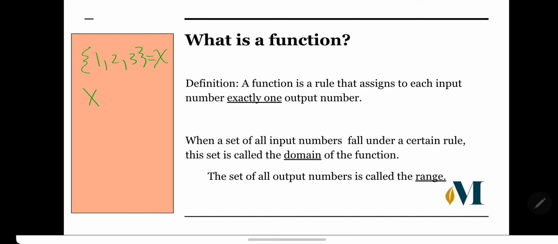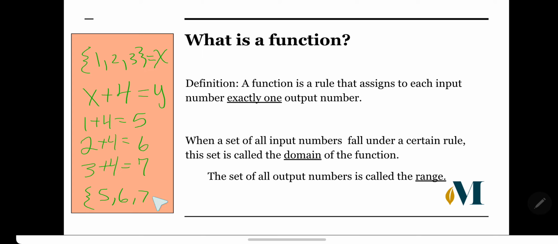So if I have x plus 4, well, from my domain, if I have 1 plus 4, then that would be 5. If I have 2 plus 4, my output here would be 6. If I have 3 plus 4, then here my output would be 7. If I put my output as y for x plus 4 equals y, then my range would be 5, 6, and 7. So I start with an input, and then I end with a group of outputs here.